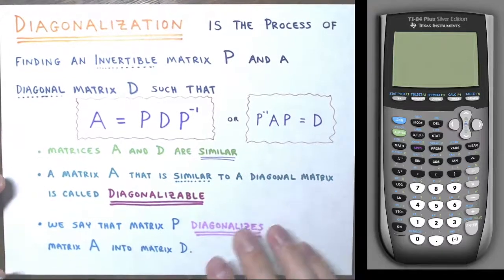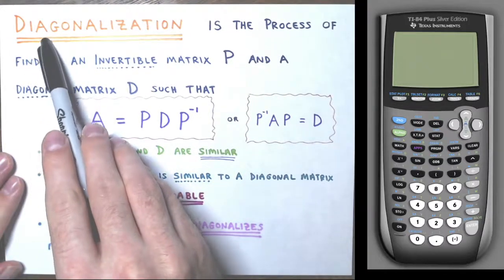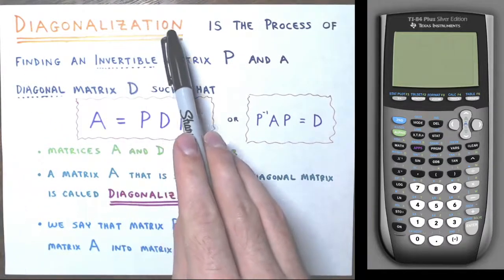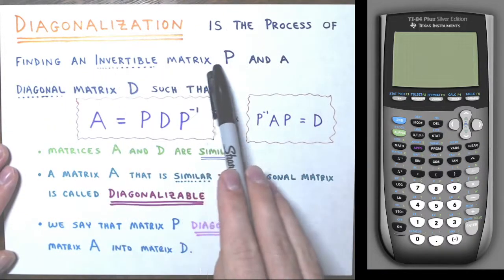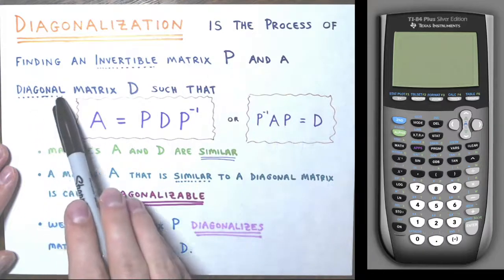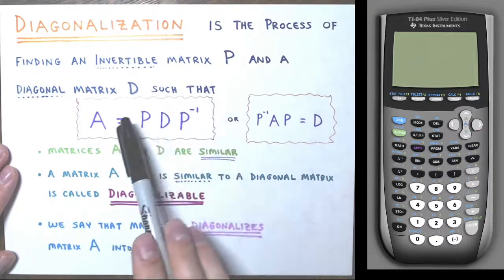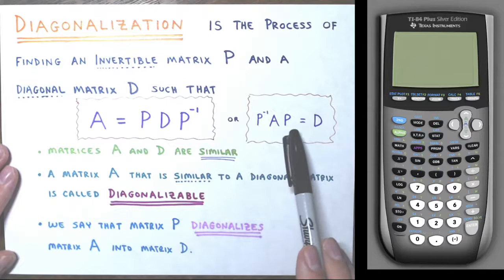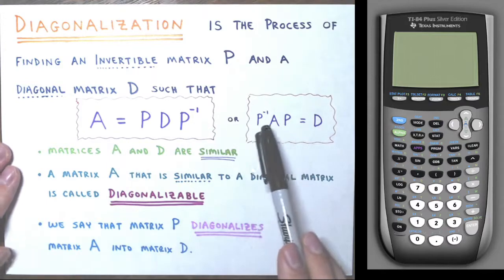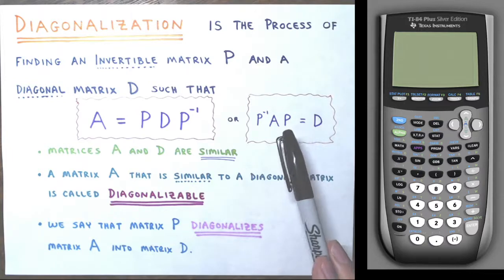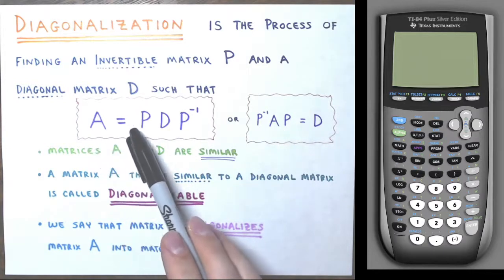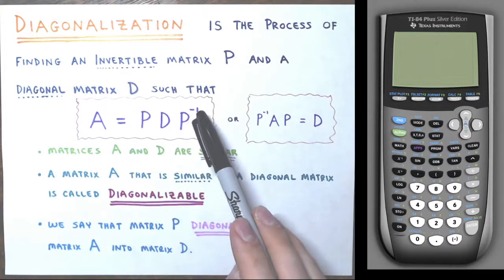All right. So diagonalization is the process of finding that invertible matrix P and a diagonal matrix D such that, and this is what I had up earlier, P inverse times A times P equals D. Or again, like I said earlier, multiplying on the left by P and on the right by P inverse on both sides, A equals P times D times P inverse.